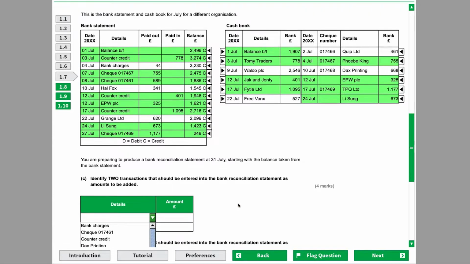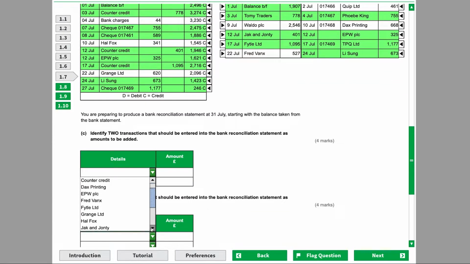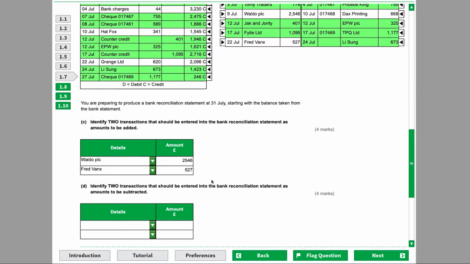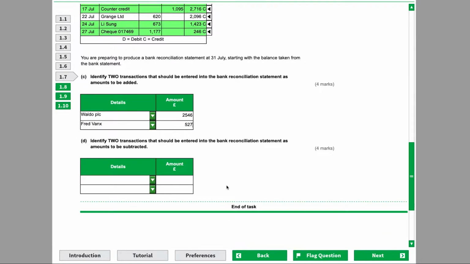Let's just scroll down, we've got Waldo and we've got Fred. Let's just enter in those amounts, so 2546 and 527. That covers off part C. So moving on to part D then. Identify two transactions that should be entered into the bank reconciliation statement as amounts to be subtracted.